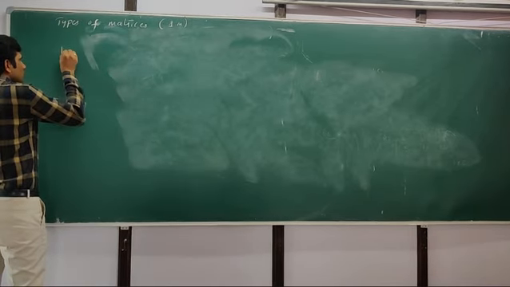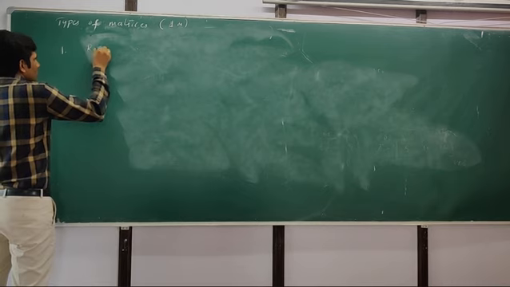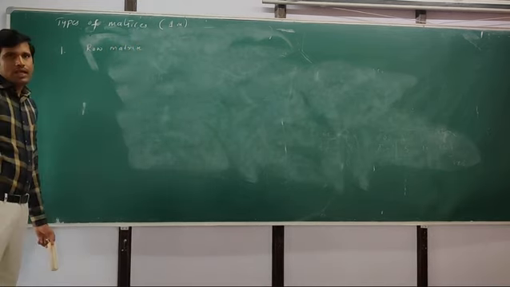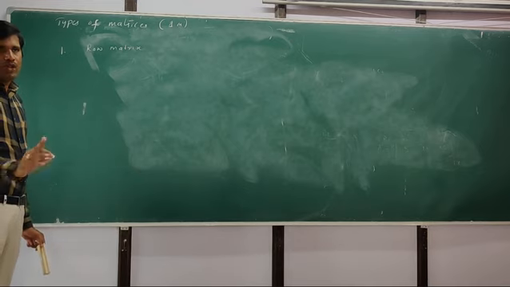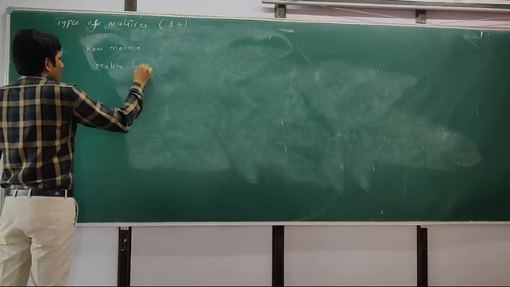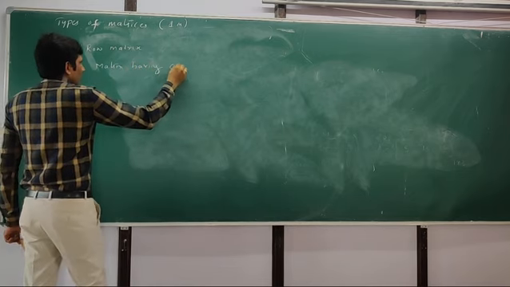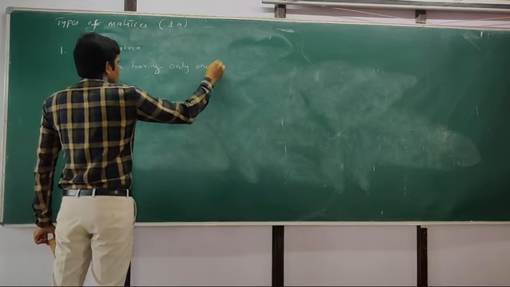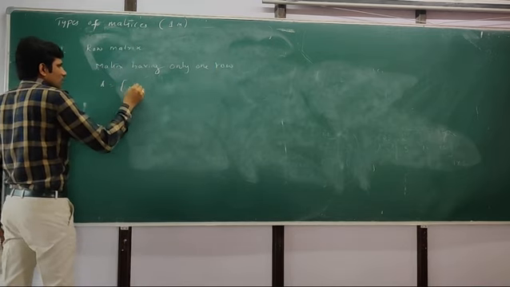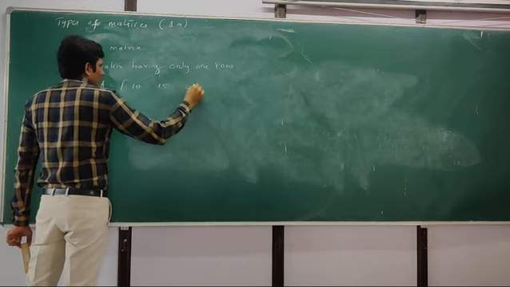So the first one is row matrix. What is the meaning of row matrix? A matrix having only one row is called a row matrix. For example, here it is 10, 15, 20.